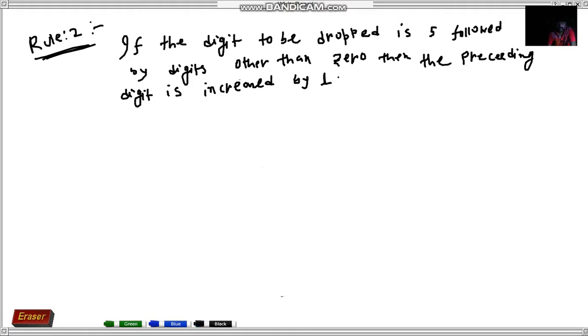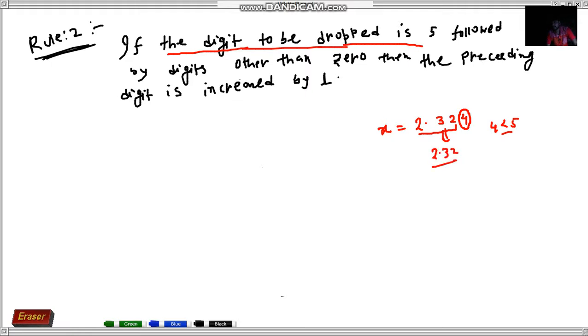Let me understand this line first. If the digit to be dropped is 5, what does that actually mean? In the previous example, suppose x equals 2.324, and if I am asked to round this number up to 2 decimal places, then the number I have to drop is 4. As this 4 is less than 5, this value 2 will retain its original value and it will be 2.32. So here the digit to be dropped is 4. But in this rule it is said that if the digit to be dropped is 5, if instead of 4 this is 5, then what will happen?